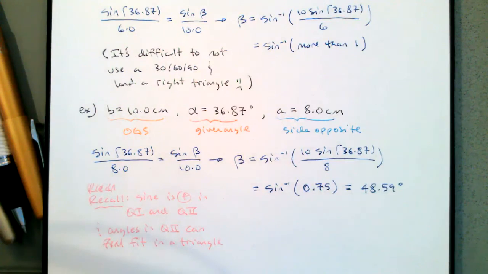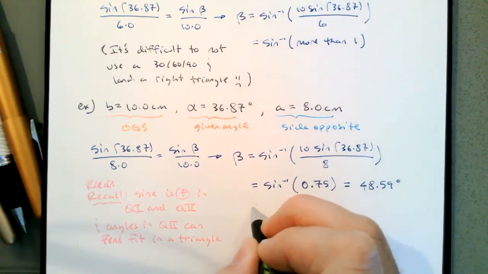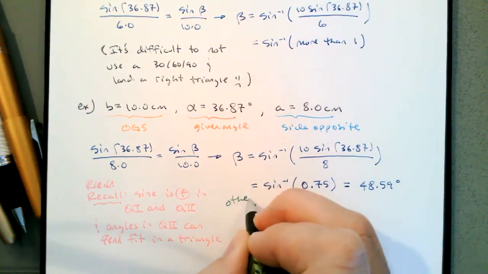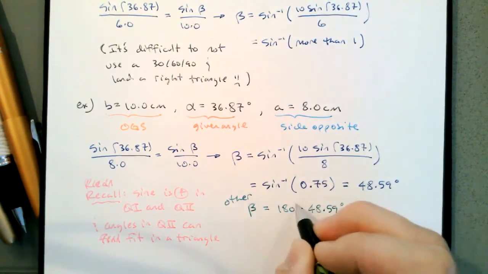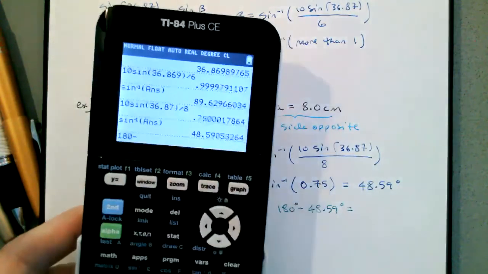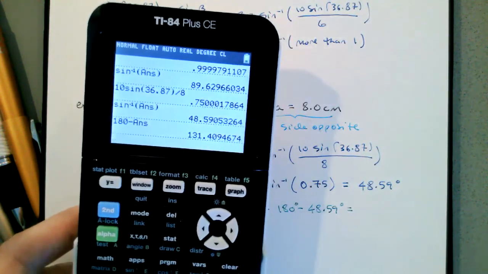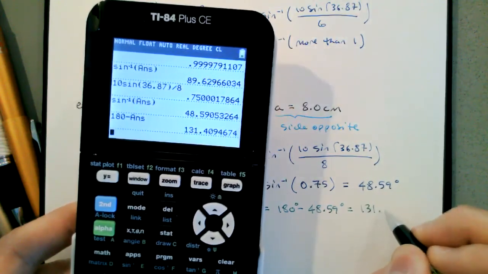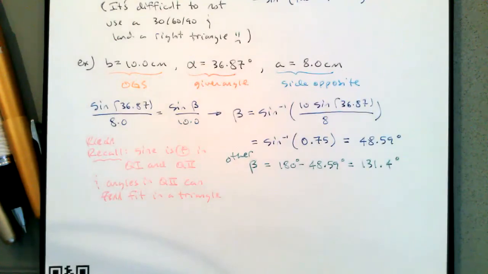So we not only want the 48.59, I also want to calculate the other beta, which is just 180 minus 48.59. So use it as a reference angle and do 180 minus that number. So 180 minus this answer. Because it could be that we have a 131 degree angle. That also fits in a triangle. So now we're in the two triangles case, because both these angles fit inside of a triangle.